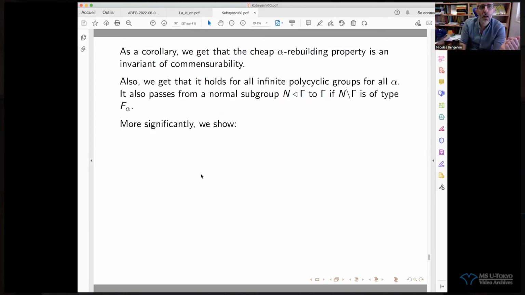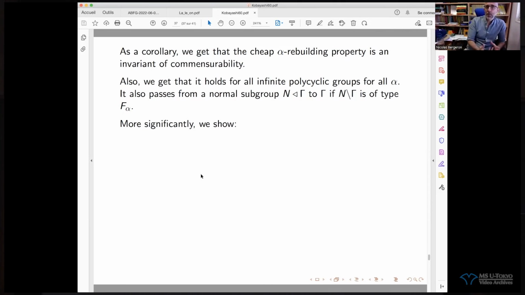So here are some corollaries. For example, having this property is an invariant of commensurability, but more importantly, if you have a normal subgroup N inside gamma, and if N has the cheap alpha rebuilding property, and the quotient gamma mod N is relatively nice, with finite cohomological dimension, if you want, then the group gamma itself has the cheap alpha rebuilding property. So that's a way to have more and more groups.